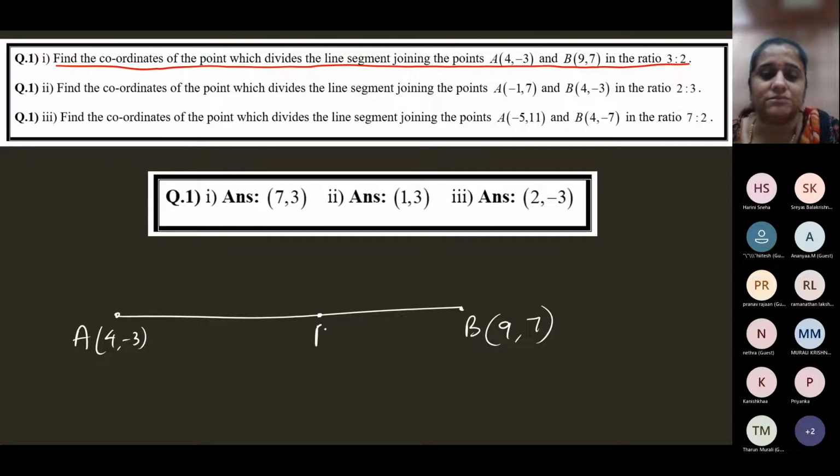So say we mark P here. Let's say that P divides AB in the ratio 3:2. Now the question is to find the coordinates of P. So how do we find the coordinates of P? By using the section formula. The x coordinate of P is (mx2 + nx1) by (m + n), and the y coordinate of P is (my2 + ny1) by (m + n).